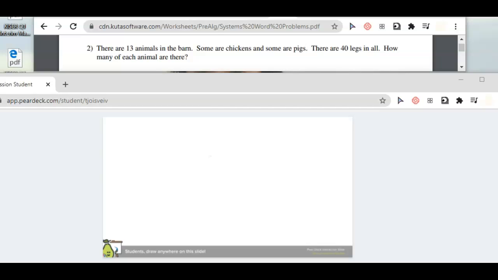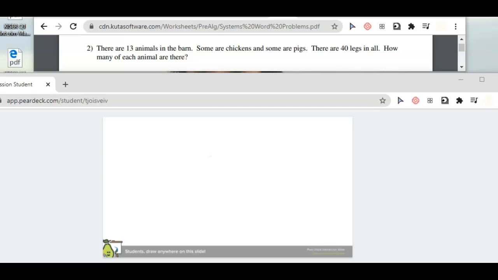Here we have a systems of equations problem. It's a weird one, but it helps us train on how to write equations for a system and then how to solve the system. The question is, there are 13 animals in the barn. Some are chickens and some are pigs.